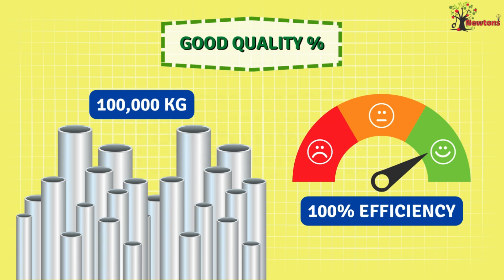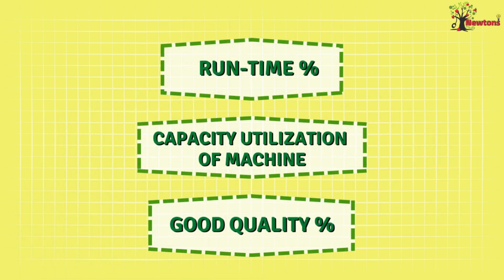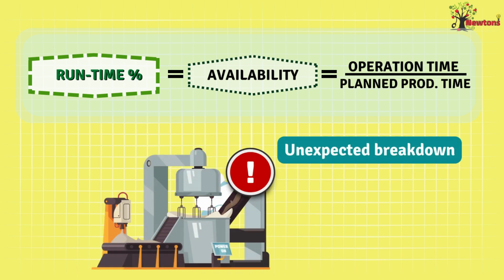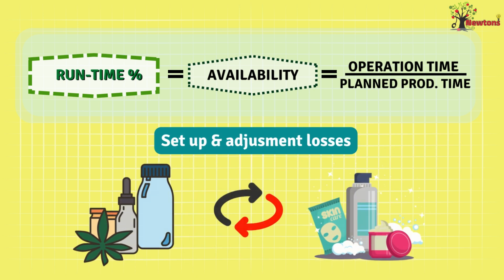Now these metrics have some specific technical terms. Runtime percentage is termed as availability: operational time divided by planned production time, 18 out of 20. And the difference between operational time and planned time arises due to, number one, unexpected breakdowns. They can be mechanical, like physical components of the machine might fail. They can be electrical, maybe issues in the power supply. They can be electronic, like some sensor malfunctioning, etc. And number two, we have setup and adjustment losses. These occur during product changeovers where a stoppage is required for machine calibration and setup.